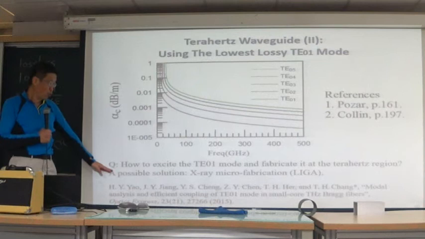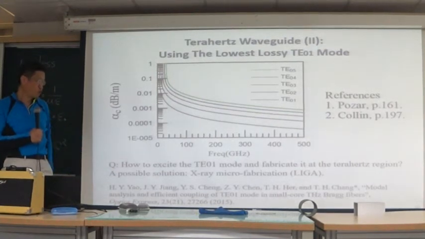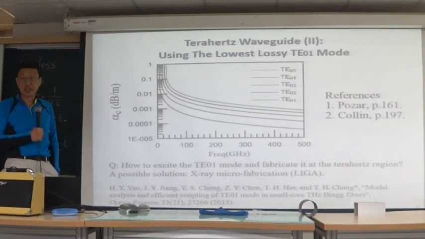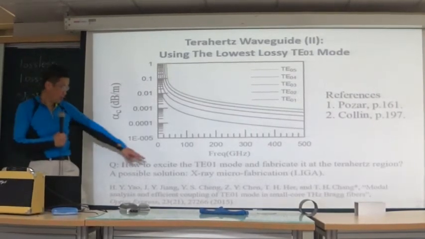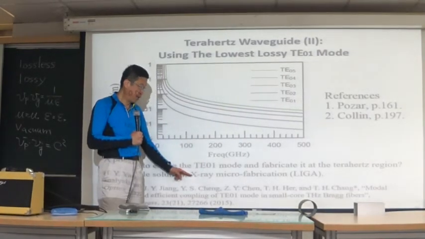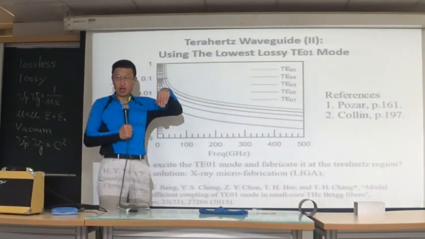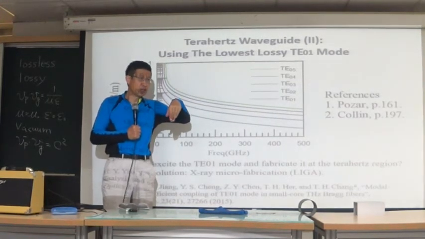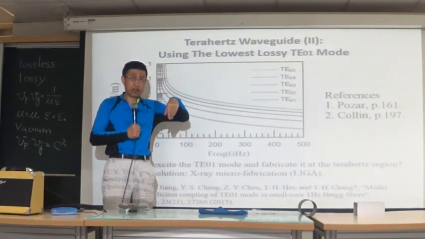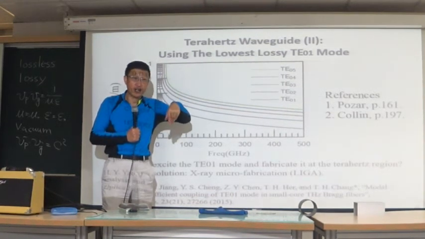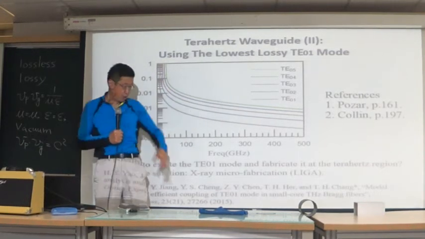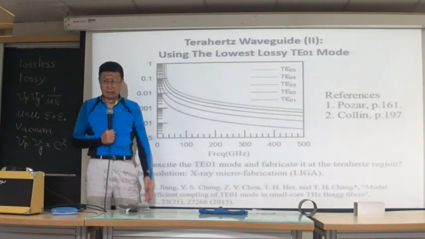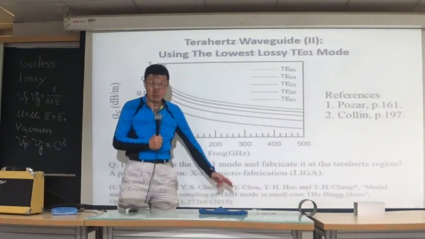So we propose X-ray microfabrication called LIGA. We use a synchrotron radiation source to generate X-rays. And then we use something like lithography. Lithography, 光刻. Yeah. Using the X-ray to fabricate. That's microfabrication.